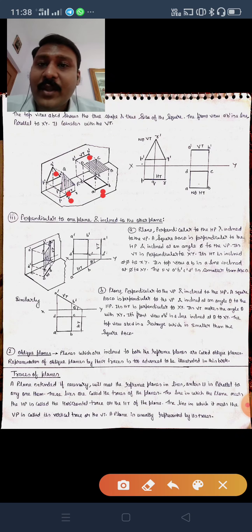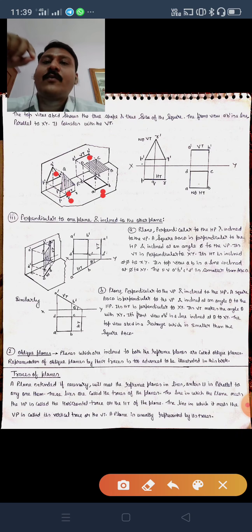This is the Bible of projection of planes, and projection of solids also. So what I said right now, anything related to HP means front view, so you have to draw it above the XY line, and anything related to VP means top view, so you have to draw it below the XY line. And in the front view you have to name it like A dash, B dash, means you have to put a dash. I have already told you in my previous videos the trick to remember where you have to put the dash and where you don't have to put the dash.